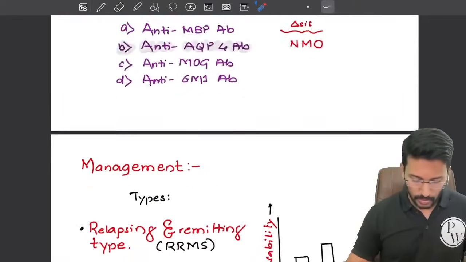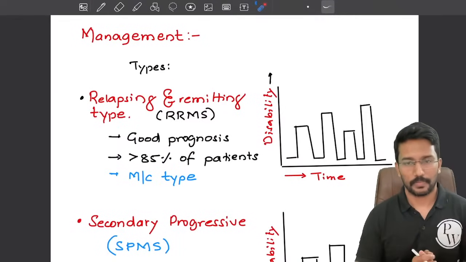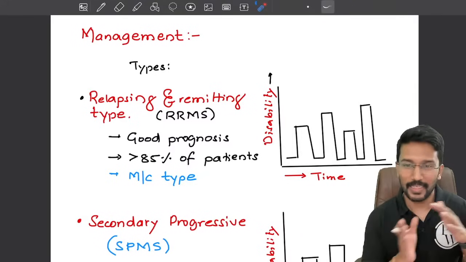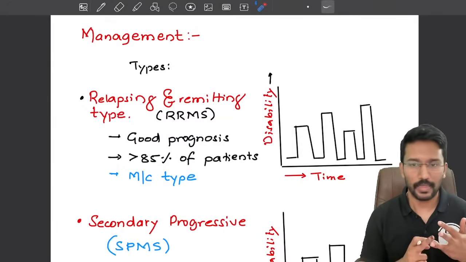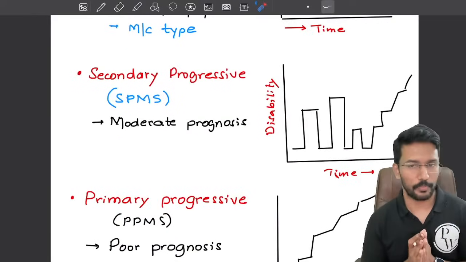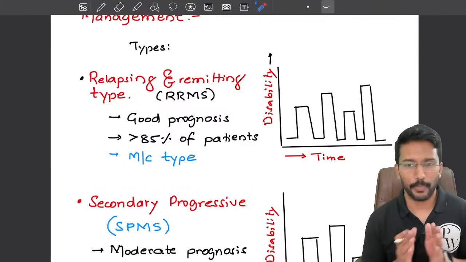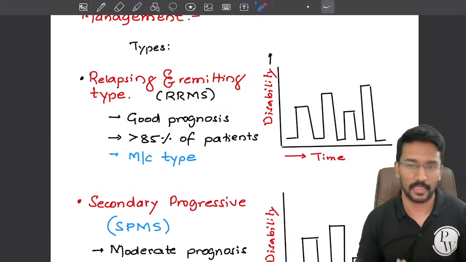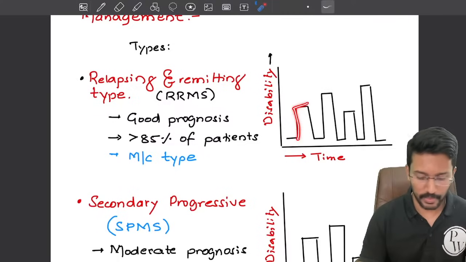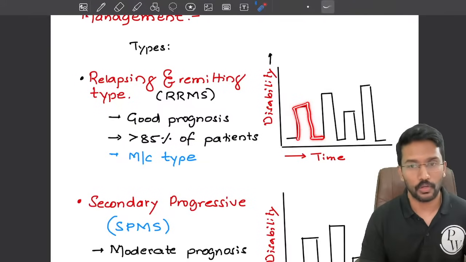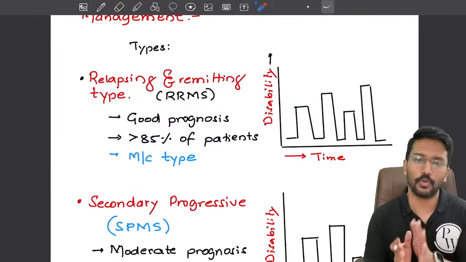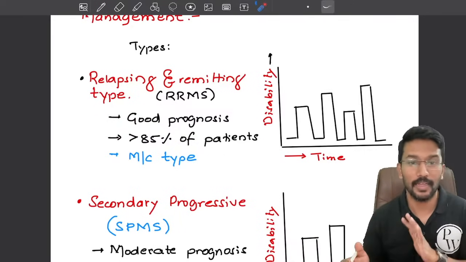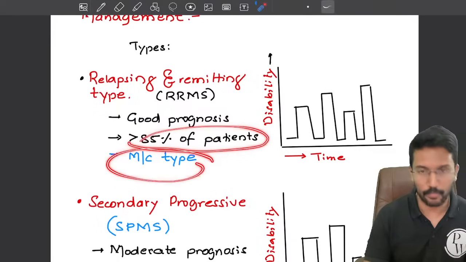Okay. Now last point is about the management of multiple sclerosis. Now here we have to remember that before we manage the cases, after the diagnosis we have to classify the case into 3 types: relapsing and remitting type, secondary progressive, and primary progressive. Okay. Now how are we classifying it? Based on the disability. After every episode, whether the patient comes back to normalcy or stays disabled. In relapsing and remitting, after every episode, disability increases but they come back to normalcy. And because they come back to normalcy, their prognosis is generally good. They have a very good prognosis. They will have multiple episodes of demyelination, but every time they will recover. And this is the most common type also.